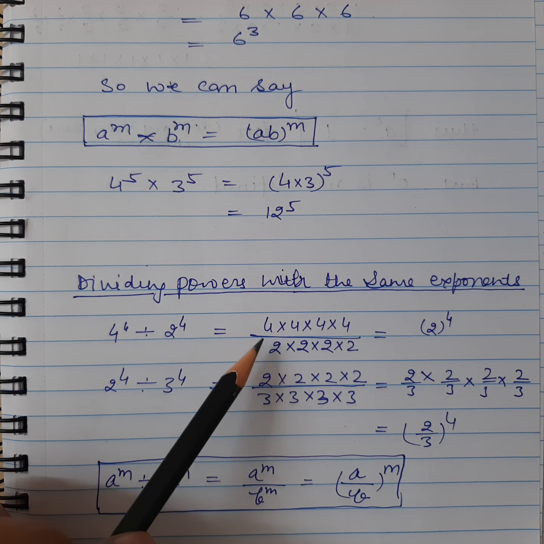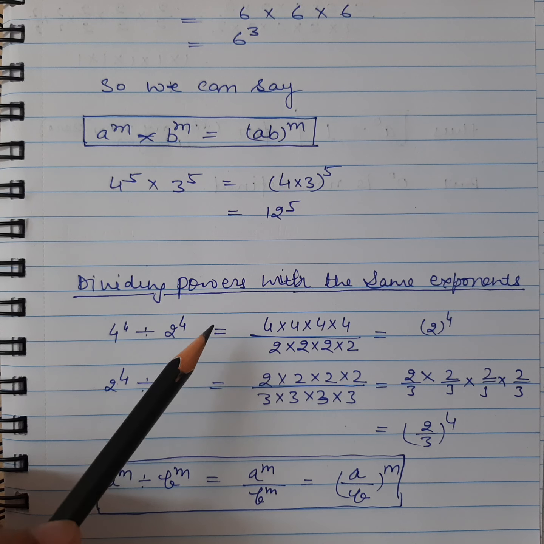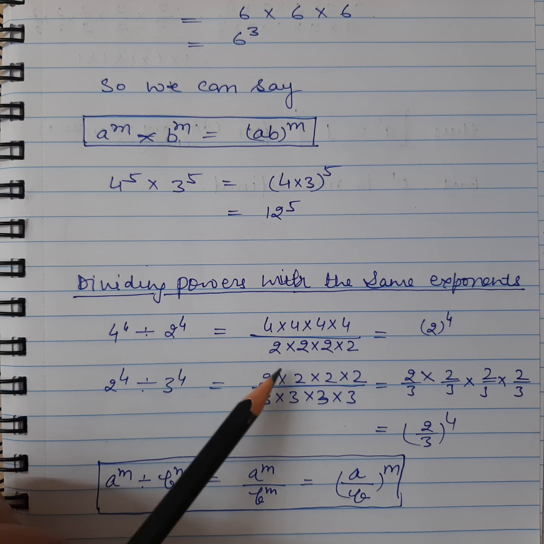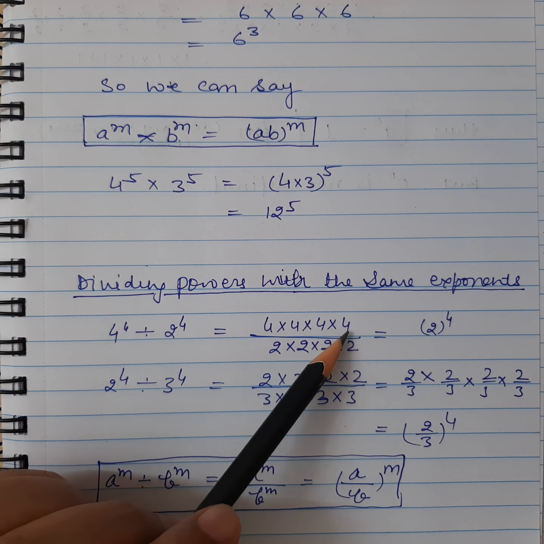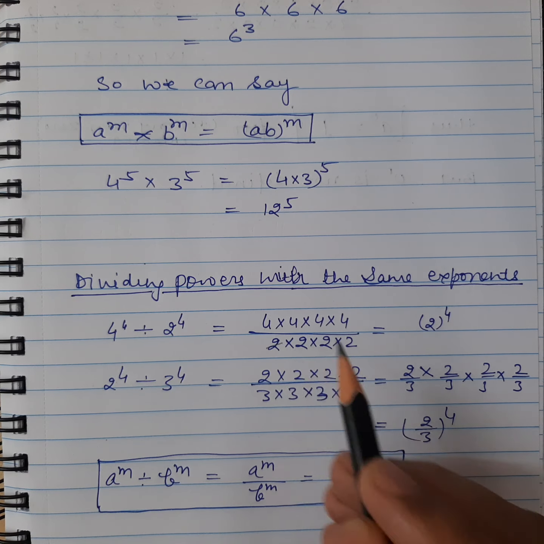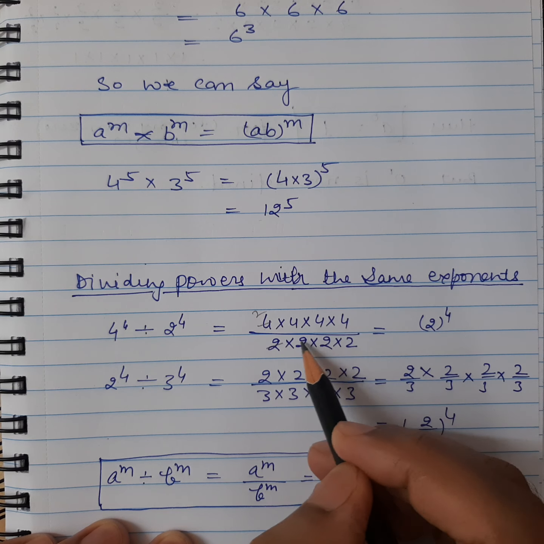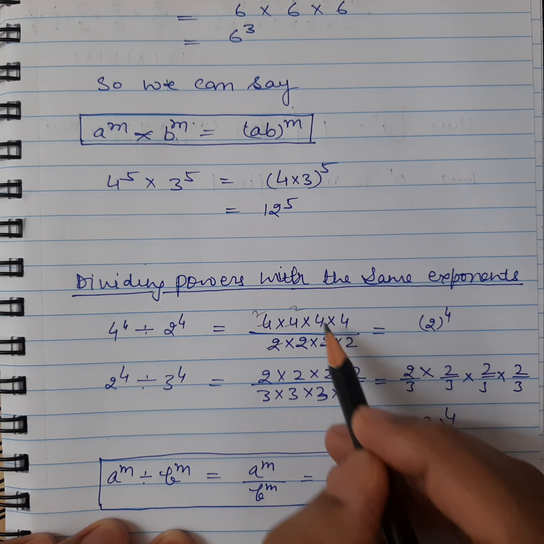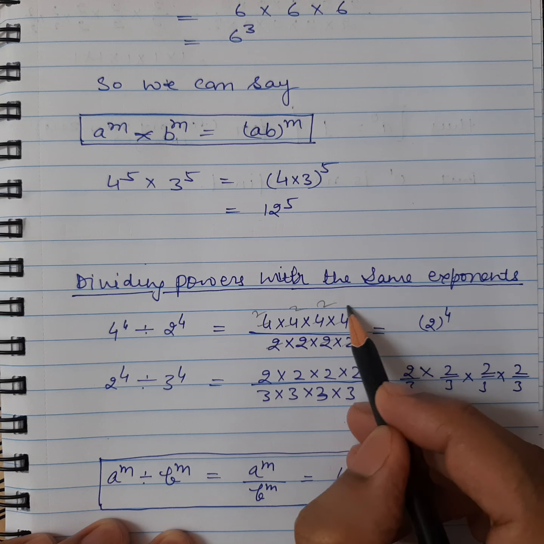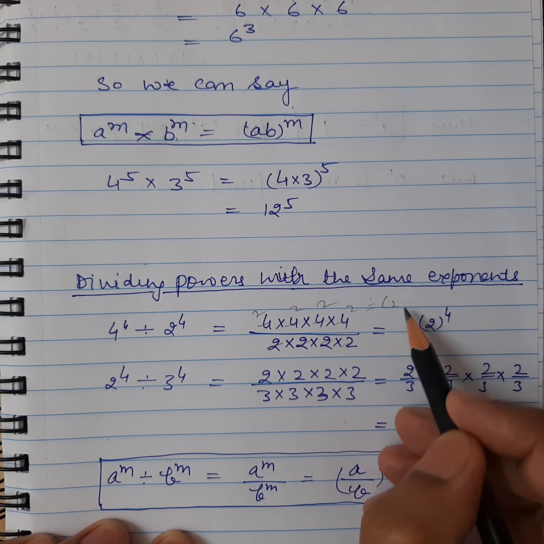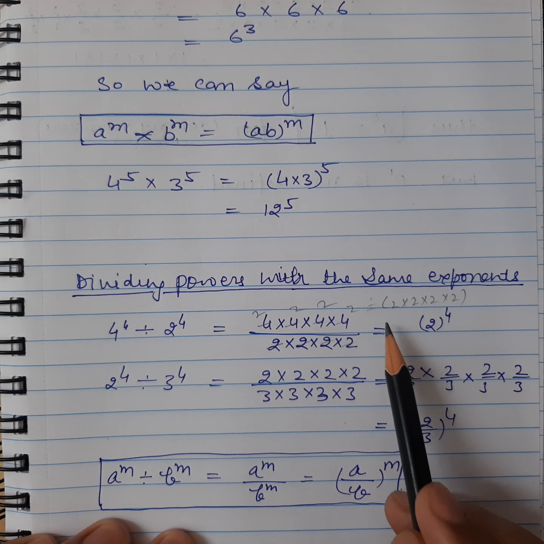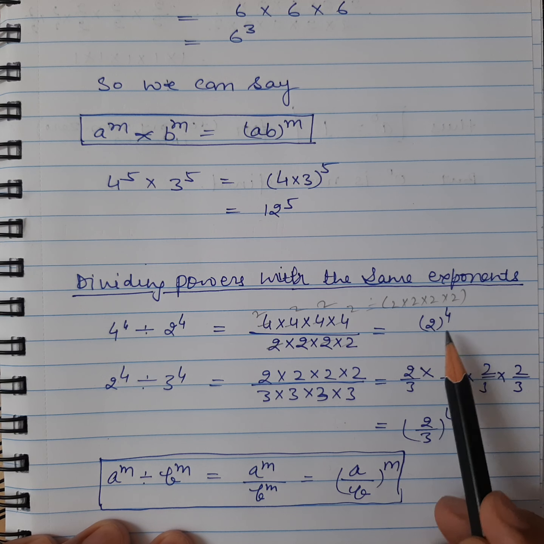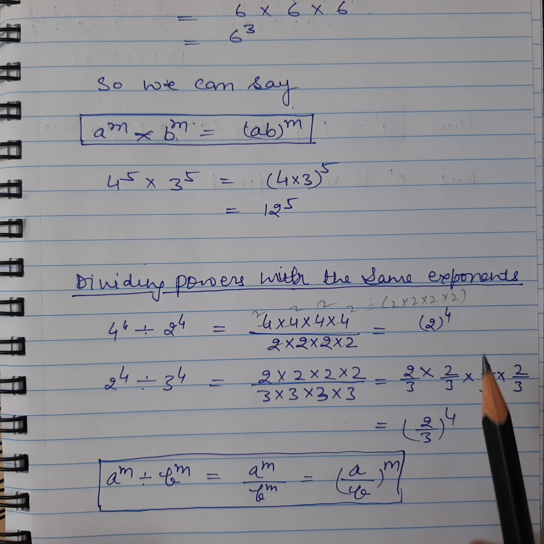So if we divide 4 by 2, there will be 2 multiplied by 2 multiplied by 2 multiplied by 2, because all the 4s will become 2 once we divide by 2. So we'll get 2 multiplied by 2 multiplied by 2 multiplied by 2, and then we can write this as 2 raised to the power 4.